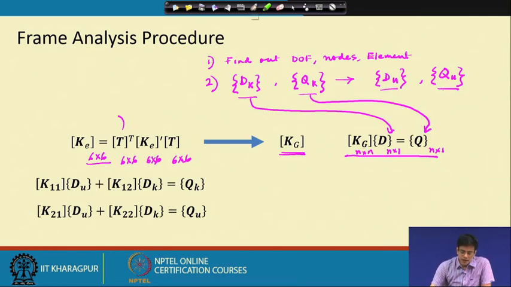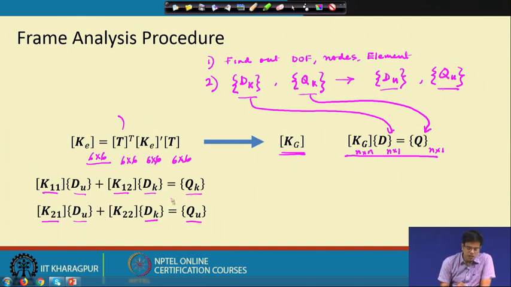This you partition, basically the matrix partitioning also we have seen, that is you partition this matrix Kg as K11 du, K12 dk and qk, and then K21. du refers to unknown degrees of freedom, and dk refers to the known degrees of freedom. Similarly, qk refers to known degrees of freedom for force, and Q refers to unknown degrees of freedom for the force. So now after this partitioning, you know this quantity, you know this quantity, you know this quantity, but what you don't know is this quantity.